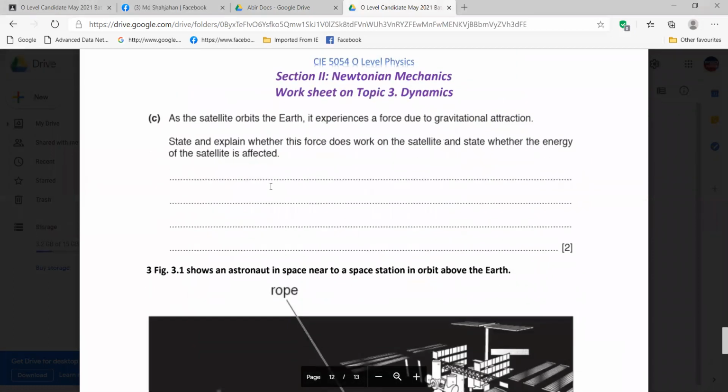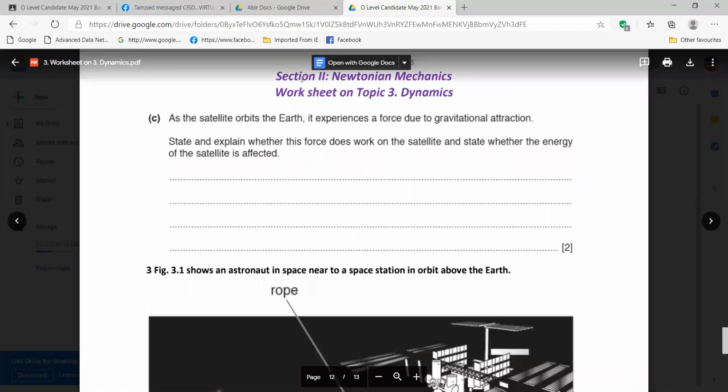As the satellite orbits the Earth, it experiences a force due to gravitational attraction. State and explain whether this force does work on the satellite and state whether the energy of the satellite is apparent. This one actually is given extra for you. This one is not directly linked with this dynamics.